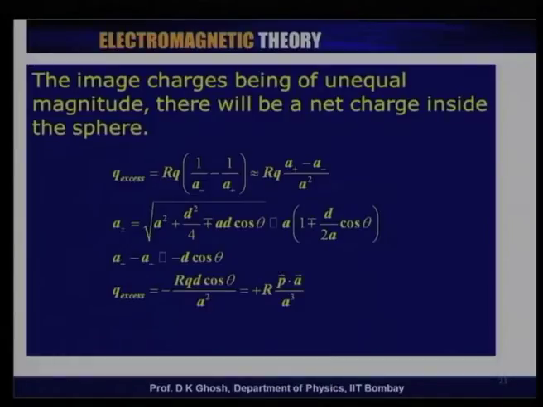So, since the image charges are unequal, there will be a net charge that is left, and we can find out how much this excess charge is. It is r cube by A minus minus r cube by A plus, which is simply written as r cube times A plus minus A minus by A square. Taking A to be much larger than d, you can show that the excess charge is given by r times p dot A by A cube.